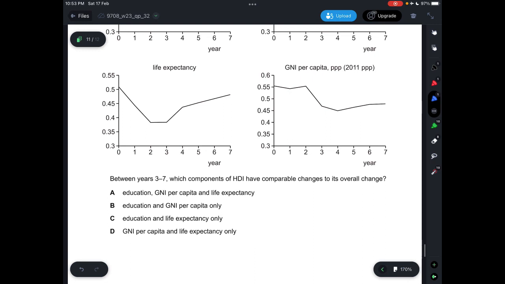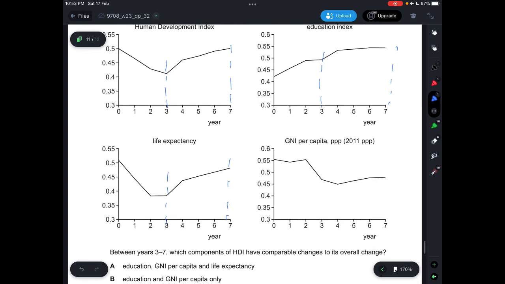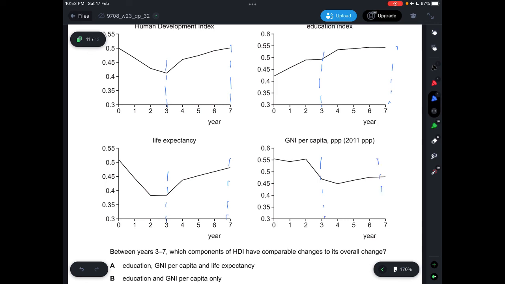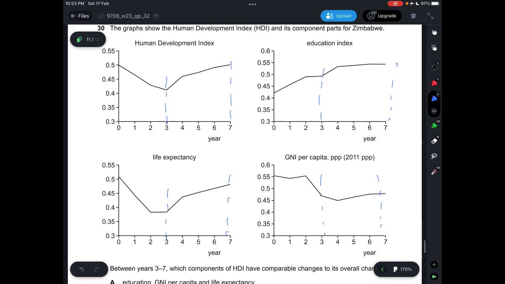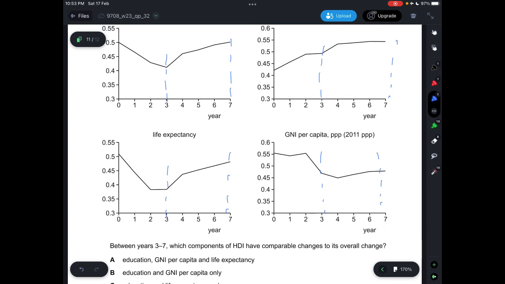Question 30, the graph shows the Human Development Index and its component parts for Zimbabwe between years 3 to 7. Which components of HDI have comparable changes to its overall changes? So from 3 to 7, so something like this. So you can see here for the Human Development Index, it looks like there's an increase. For Education Index, you can see that there is an increase from somewhere around 0.49 to 0.52 or 53. For life expectancy, you can see that there is an increase from 0.38 to 0.4, maybe 7.